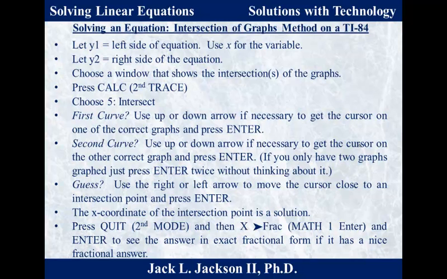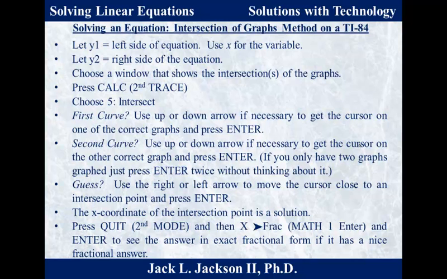Then it's going to ask you for the guess. Use your left or right arrow to move the cursor close to the intersection point and hit Enter. So basically, remember, up and down arrows change curves. Left or right changes the value within the curve. And so then it's going to produce an x and y point for the intersection. The x value is the solution to the equation. Now, by the way, the y-coordinate is what you're going to get if you put that x back into the equation. Each side will work out to be that same y value. So, for example, if the intersection point was the point 2, 3, you plug in the 2 to check, you're going to get 3 equals 3, and it's going to check.